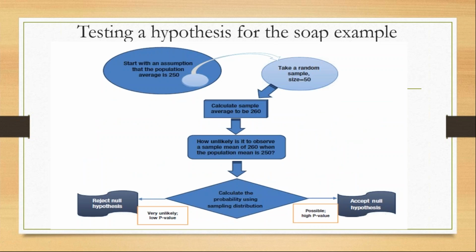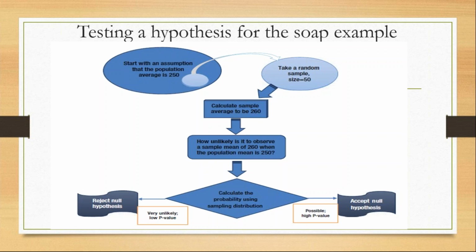Let's say we have an example of an industry or a factory which produces tons and tons of soap every day, and I am making an assumption that every soap weighs around 250 grams. That is a standard weight of a soap, and it is an average for all the soaps. But here is a problem.